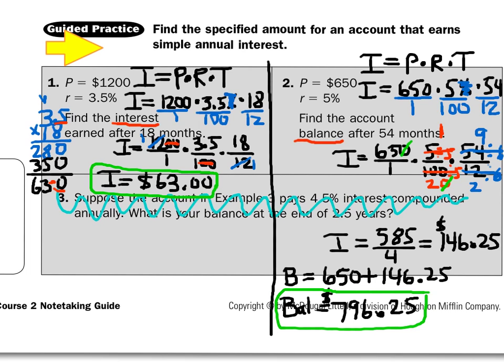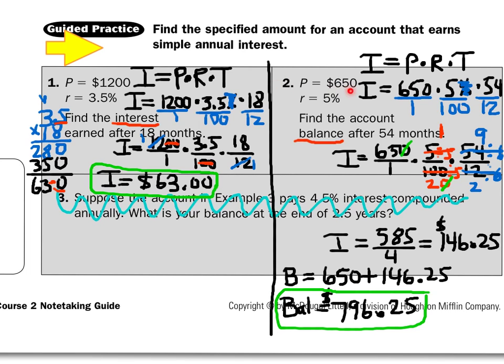So now I start to reduce. So 1,200 and 100, I can cross out those zeros. That leaves me with 1 and 12 on top. And then look, I can cross out the 12 up here and the 12 down here. So 12 divided by 12 is 1, 12 divided by 12 is 1. And I just multiply. So 1 times 3.5 is 3.5, and 3.5 times 18, I showed my work over here, show your work in your note-taking guide, left me with 63 on top, and 1 times 1 times 1 is 1 on the bottom. So the interest would just be $63. Make it look like money. Okay, take a look at number 2.